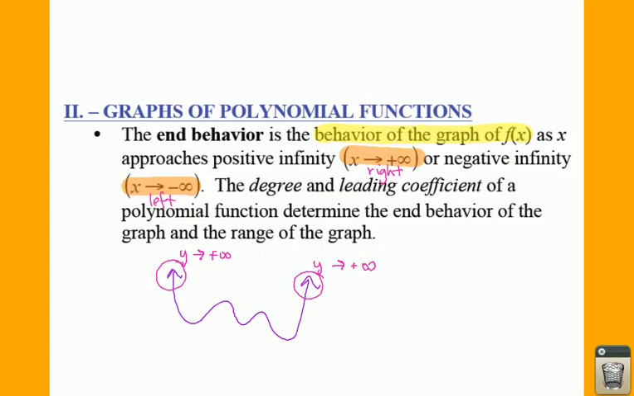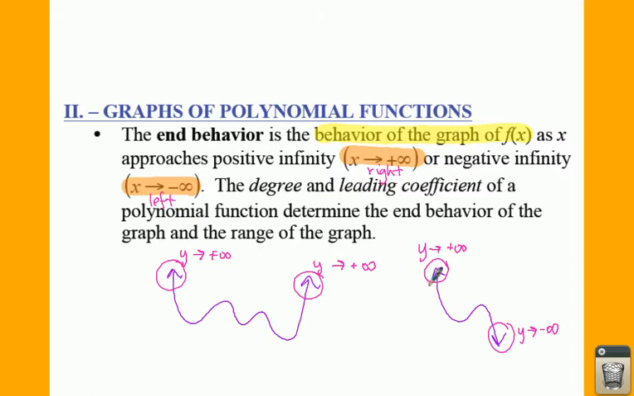If you have a graph that may look something like this, well, then in this case, on the left, you're going to say y is approaching positive infinity. But on the right, y is approaching negative infinity. So what we're trying to do here is determine your end behaviors.